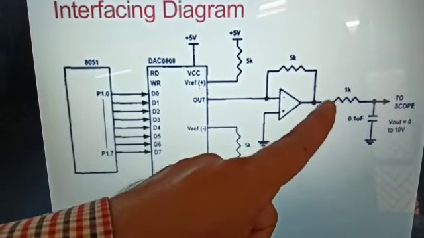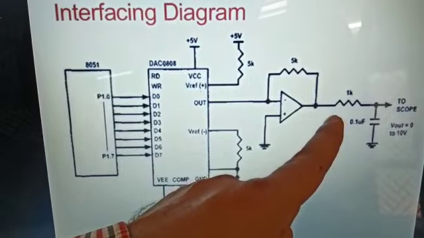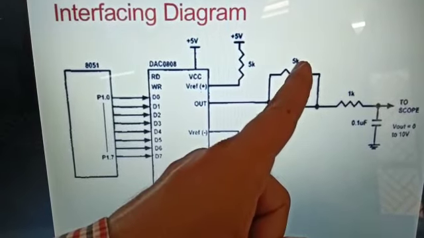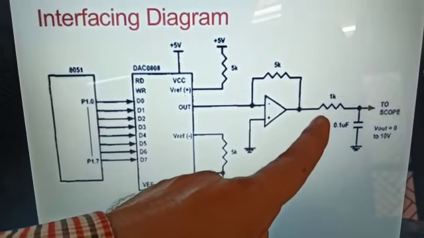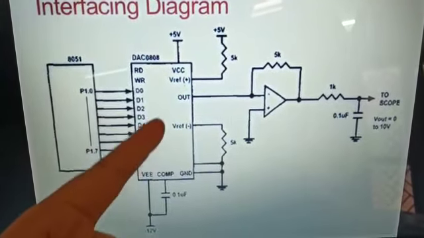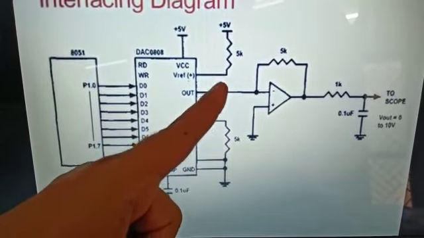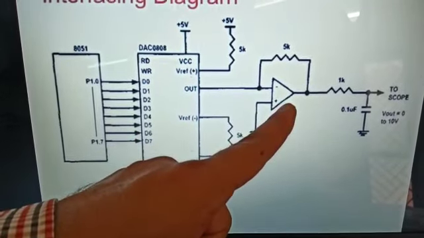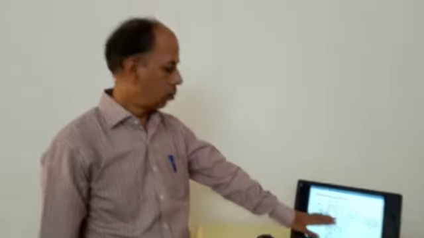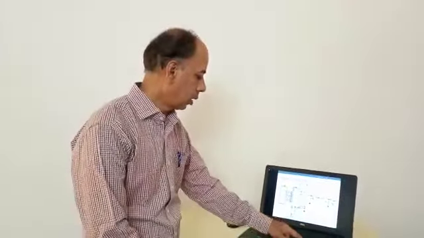So therefore it is converted from current to voltage, because V0 is equal to I0 into this resistance. Therefore this voltage appears. So it converts current to voltage. After conversion by the DAC, it produces a current, then it is given to the op-amp circuit, which produces an output voltage. So this is the diagram of conversion from digital to analog.